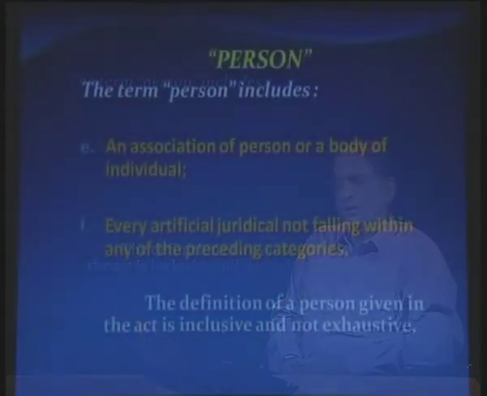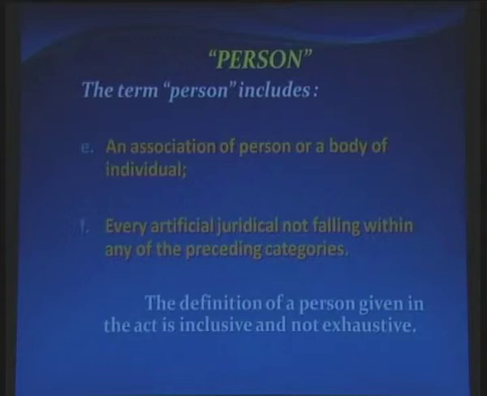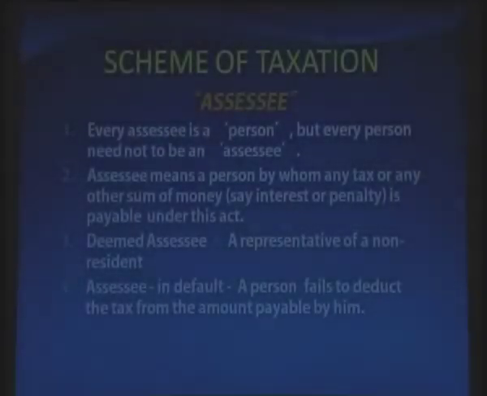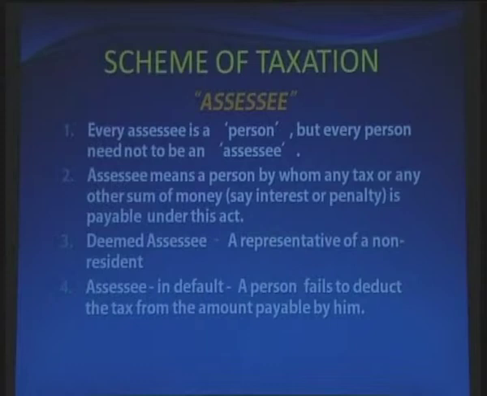But it is very important to note that the definition of person as given in the Act is not exhaustive, it is inclusive. It means anything left out from the definition of person is automatically included under the term person. Now, every assessee is a person, but every person need not be an assessee. It means every person cannot be considered as an assessee.